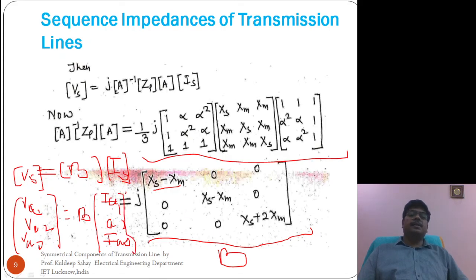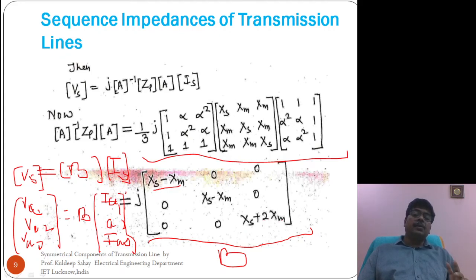this Va1 is equal to j times (xs minus xm) into Ia1, while Va2 will be equal to j times (xs minus xm) into Ia2, not in terms of Ia1 or Ia0, while the zero sequence voltage Va0 is equal to (xs plus twice xm) into Ia0.